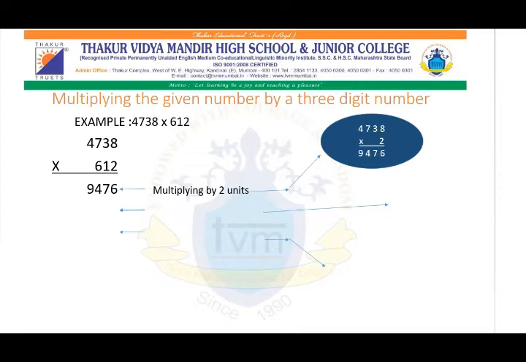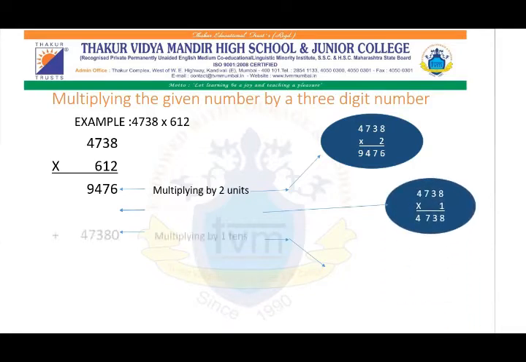Now next I'll go to the tens place number. What is the tens place number here? 1. So I'll multiply 4738 by 1 and my answer is here. Now check it. In my answer, there is a 0 in the unit place. Correct? Why did I write that 0? Because that 1 is in the tens place, so I have to add 0 in the unit place because its place value is 10, not 1. Correct?